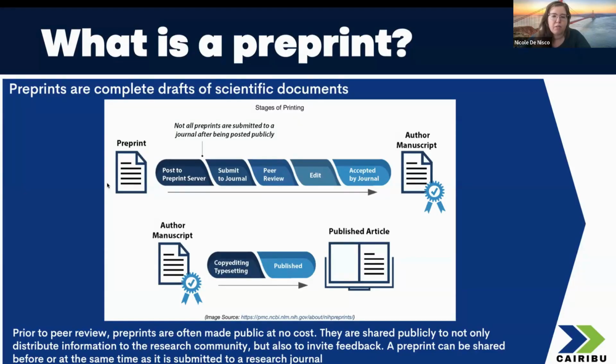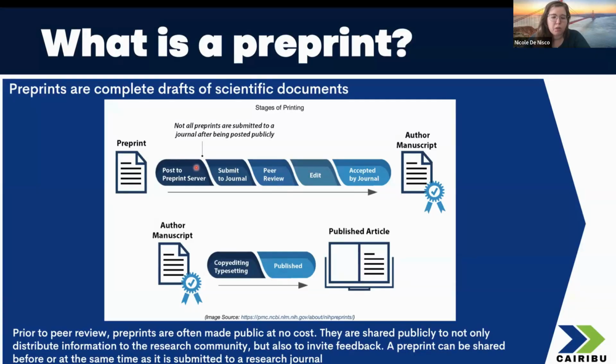So this highlights the process by which people might use a preprint. We often post a preprint to a preprint server ahead of submitting it to a journal. And then in the journal it undergoes peer review, and you have your comments with reviewers, and then hopefully it's accepted, right?